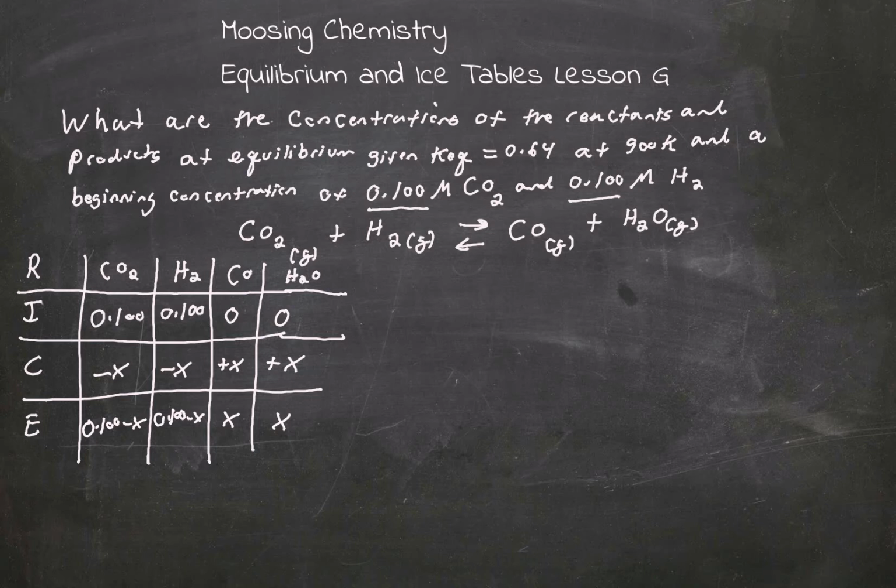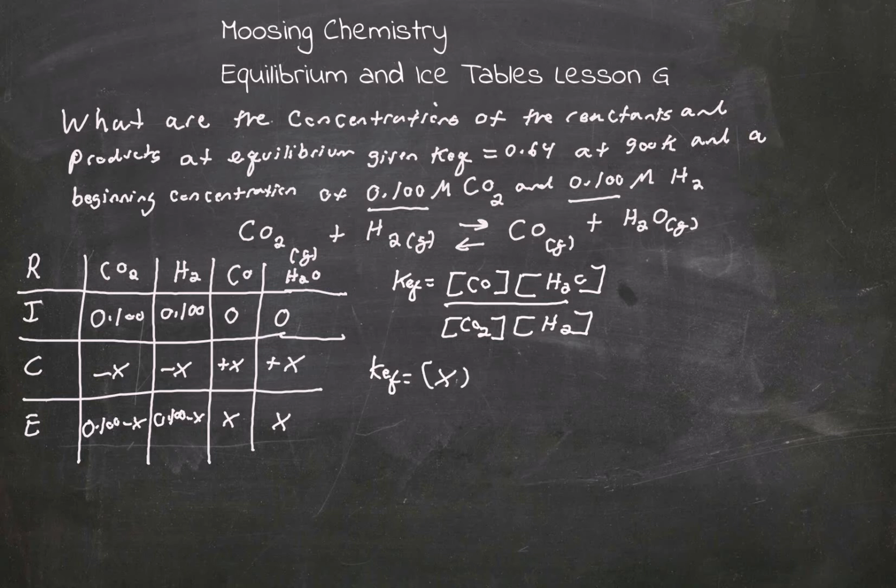This problem's coming along pretty good so far. It's getting a little bit easier, I hope. Now we know that KEQ is equal to products over reactants. So it's going to be carbon monoxide and H2O over CO2 and H2.